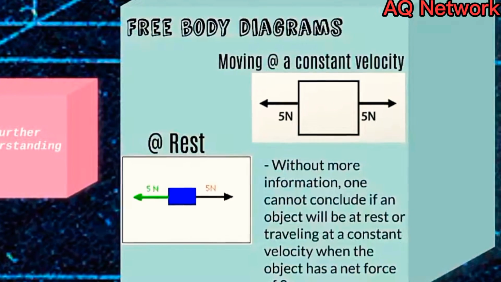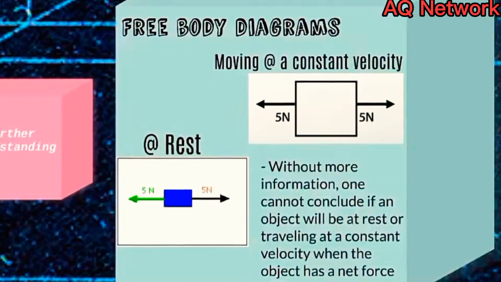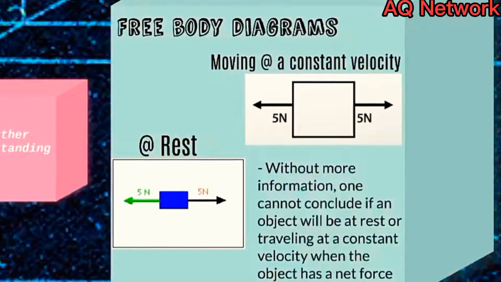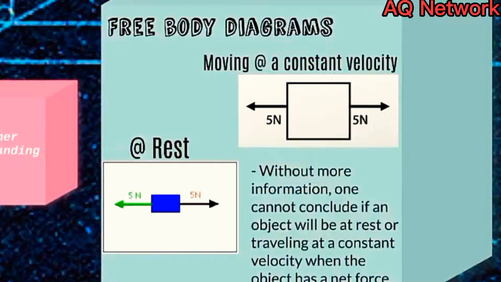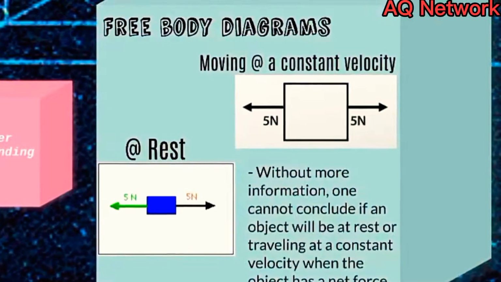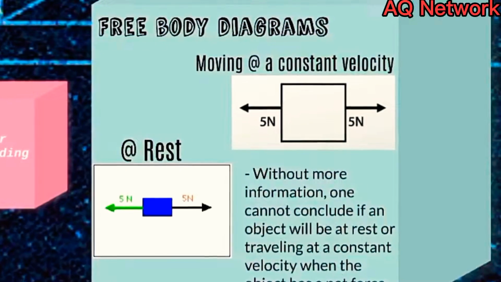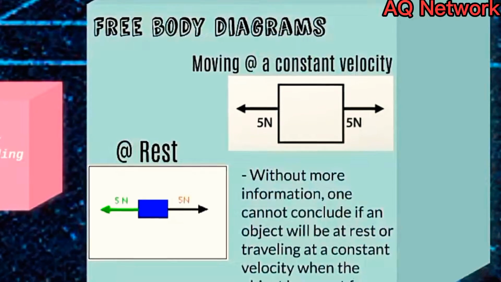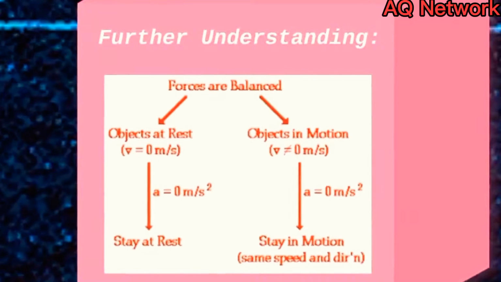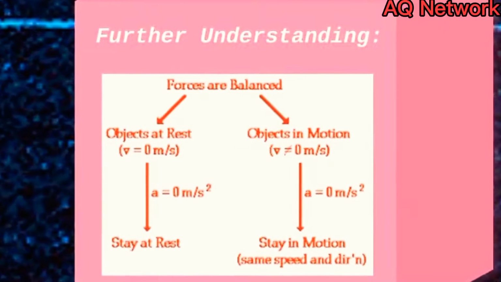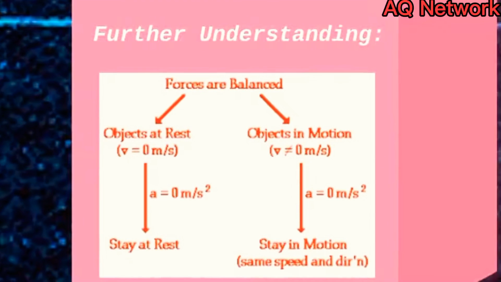Similar to an object at rest, the forces are balanced in all directions, giving the object a net force of zero. It can be concluded that these two diagrams are the exact same, and without any more information about the objects, it cannot be determined if an object is at rest or moving at a constant velocity unless told otherwise.